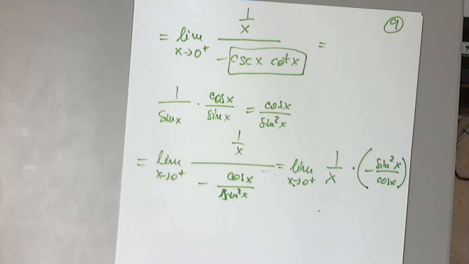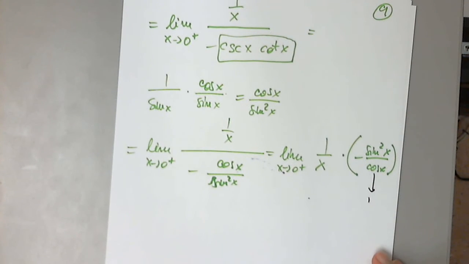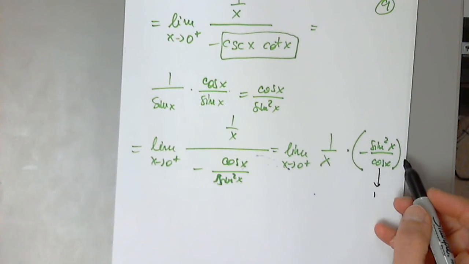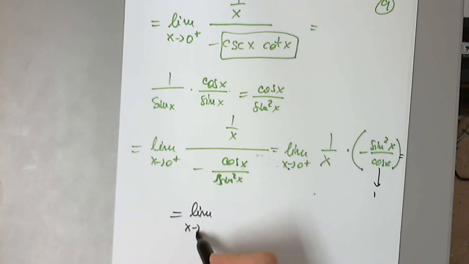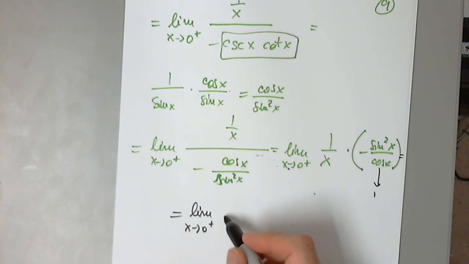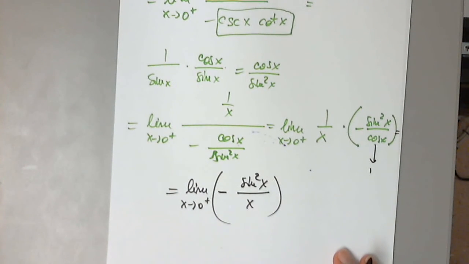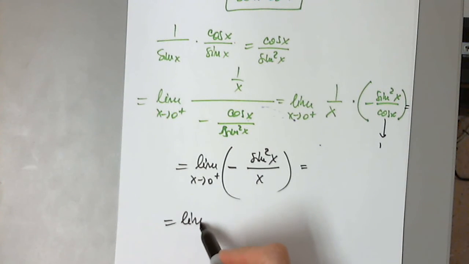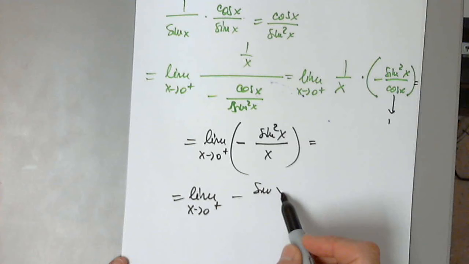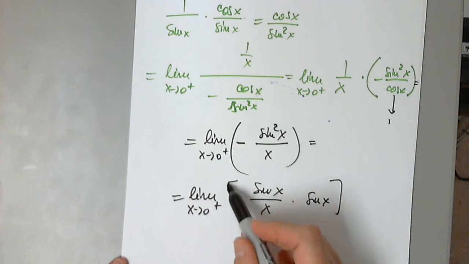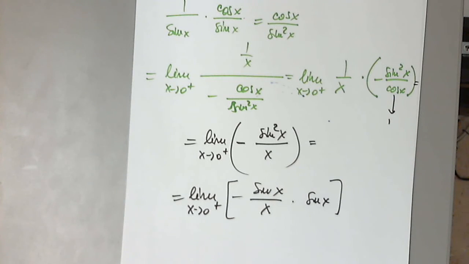Now, when x approaches 0 from the right, cosine approaches 1. So that is not a problem. So this is the limit as x approaches 0 from the right of, I can put the negative 1 in front or not, doesn't matter, sine squared x over x. And if you remember, we talked about this, negative sine x over x times sine x. It's a simple algebraic manipulation of the function. I change sine squared over x into sine over x and sine x, which is the same thing.